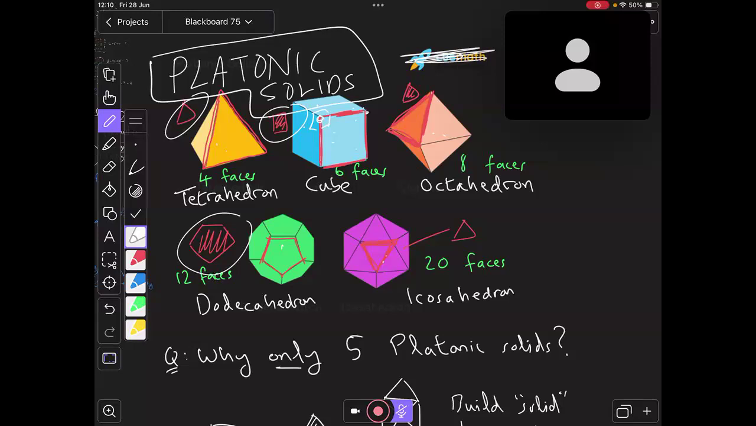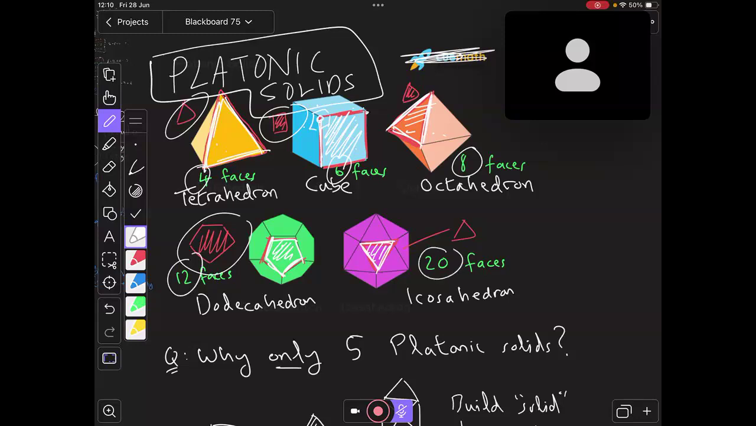You notice that this one here, this tetrahedron, is built using triangles. The cube is built using squares. The octahedron here is built using triangles also. The dodecahedron is built using pentagons. And here the icosahedron is built using triangles. Notice that the first one has 4 faces, the cube has 6 faces, the octahedron has 8 faces, the dodecahedron 12 faces, and the icosahedron 20 faces.